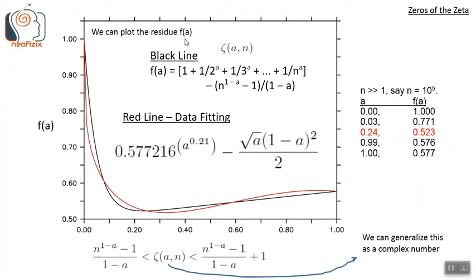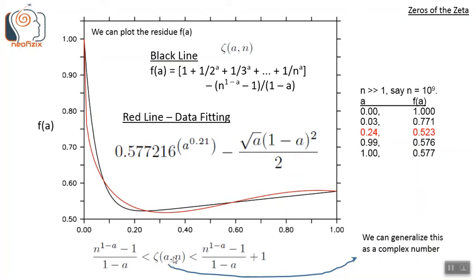So we can plot the residue function f of a as this black line. f of a is nothing but the difference between the series summation and the integral form, so the difference between these two terms. The red line is nothing but the data fitting to the black line. What we find in the black line is that at a equals 0 it is 1, and at a equals 1 it has 0.5772, the same constant that we discussed earlier. It has a minimum at 0.24, where it reaches 0.523. It rapidly drops and slowly rises.